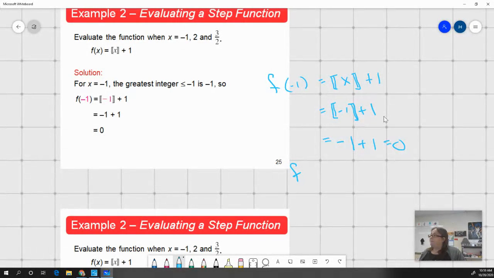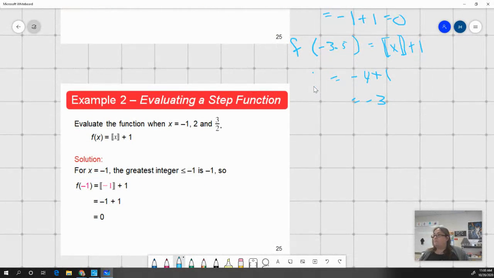What if I said, what is the value of -3.5 for that same function, the value of x step plus 1? What we're going to do is, in this case, that -3.5 becomes -4 because it is the first whole integer that's less than it. And then we would go -4 plus 1, which equals -3. So that's how I want you to look at this.